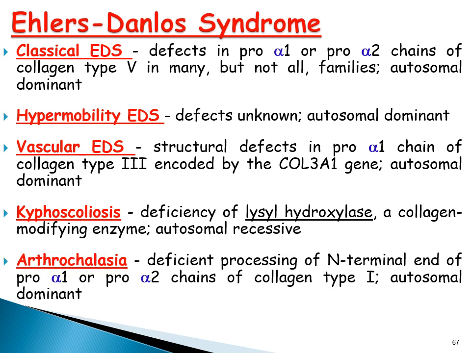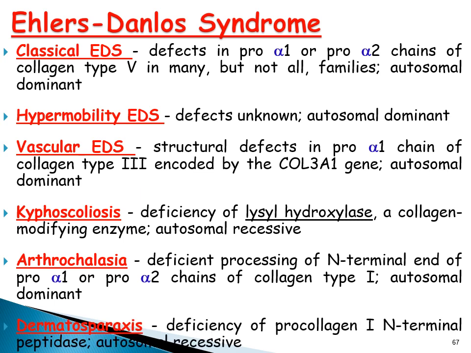Arthrochalasia is deficient processing of the N-terminal end of pro-alpha 1 and pro-alpha 2 chains of collagen type 1. It is again an autosomal dominant condition. Dermatosparaxis is deficiency of procollagen 1 N-terminal peptidase, and it is autosomal recessive.